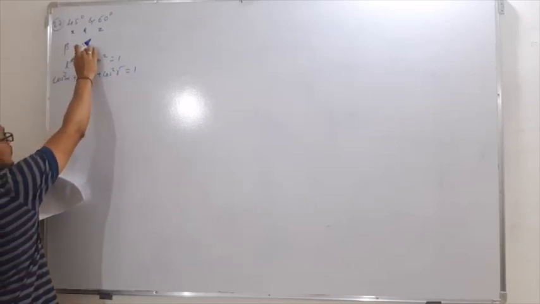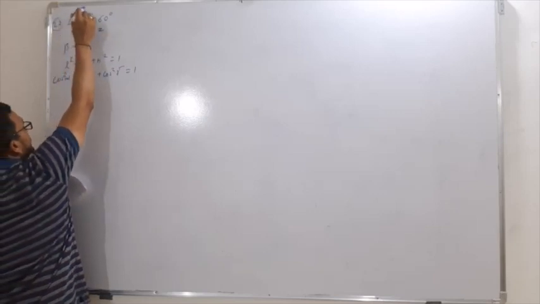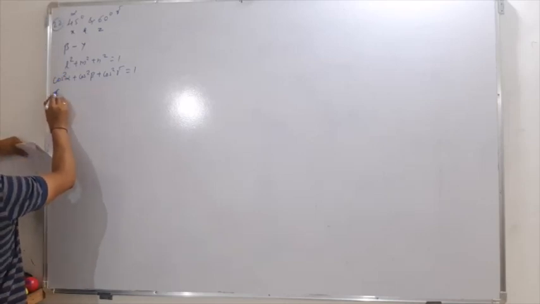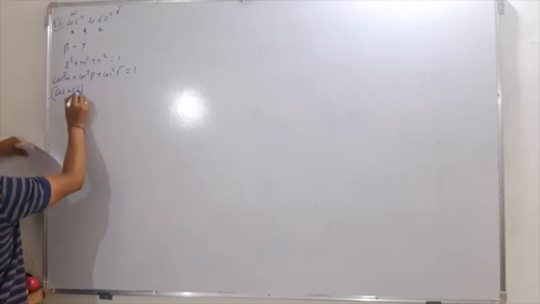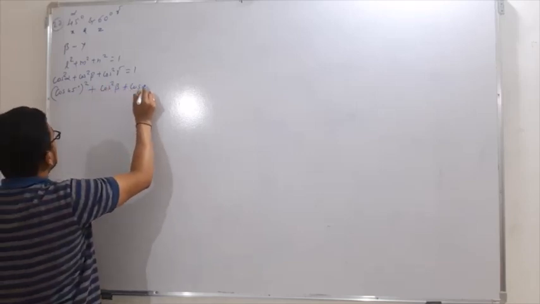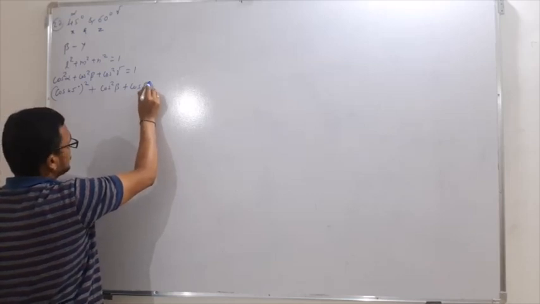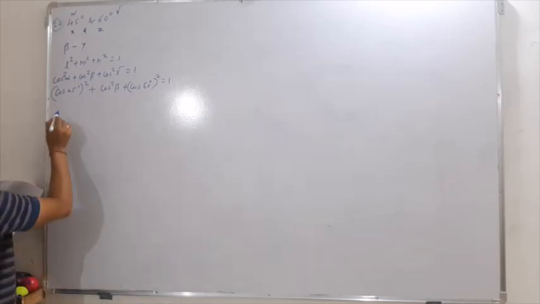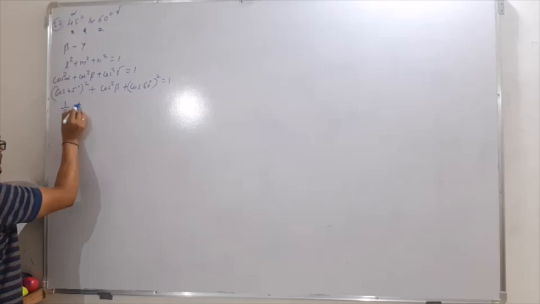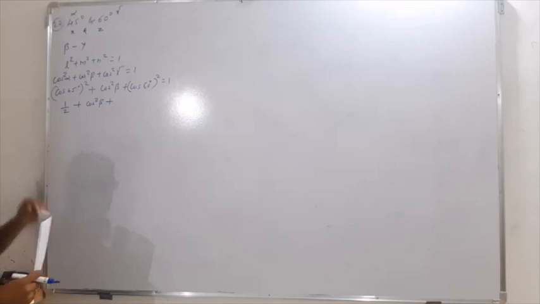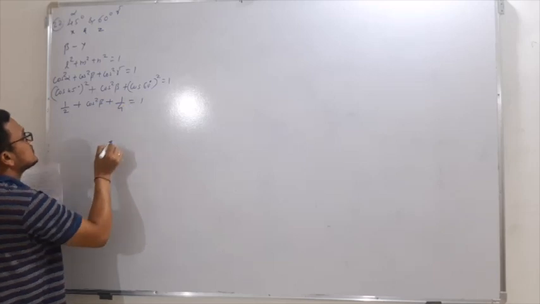See, this is for y; we have assumed alpha, beta and gamma. So what is alpha? 45 degree, so it is cos of 45 degree whole square plus cos square beta as it is plus cos of gamma, how much? 60 degree, whole square, which is equals to 1. Then what is cos 45? That is 1 by root 2, and 1 by root 2 square is 1 by 2, plus cos square beta as it is, plus cos 60, which is 1 by 2, squared, so 1 by 4, which is equals to 1.